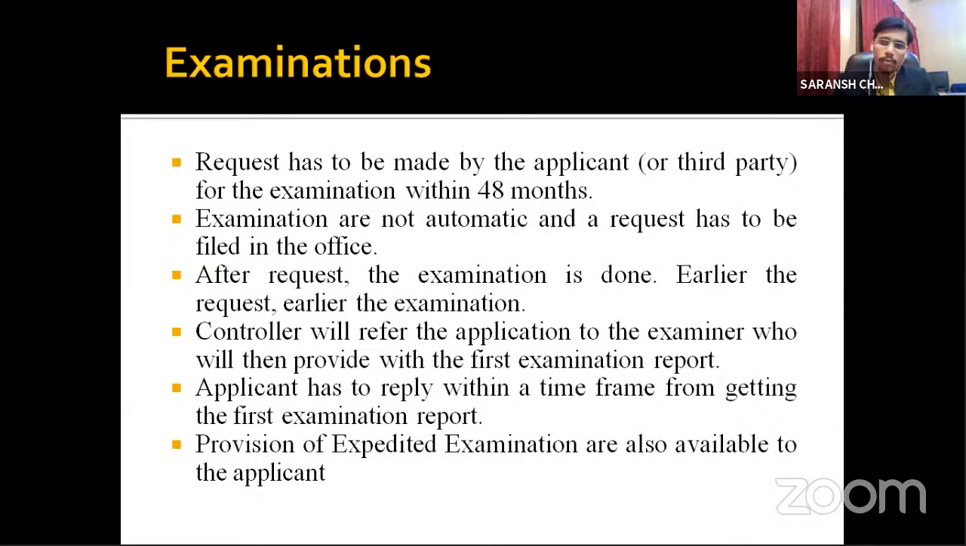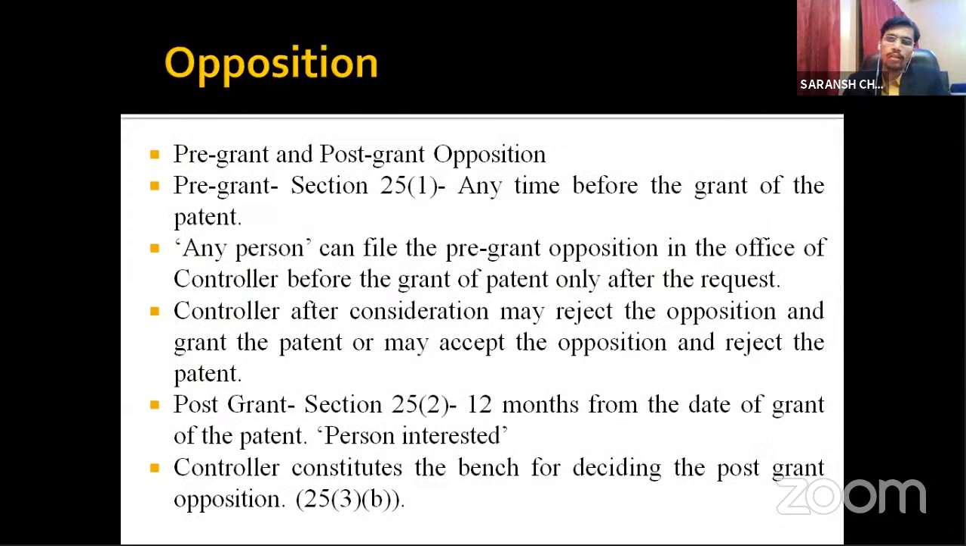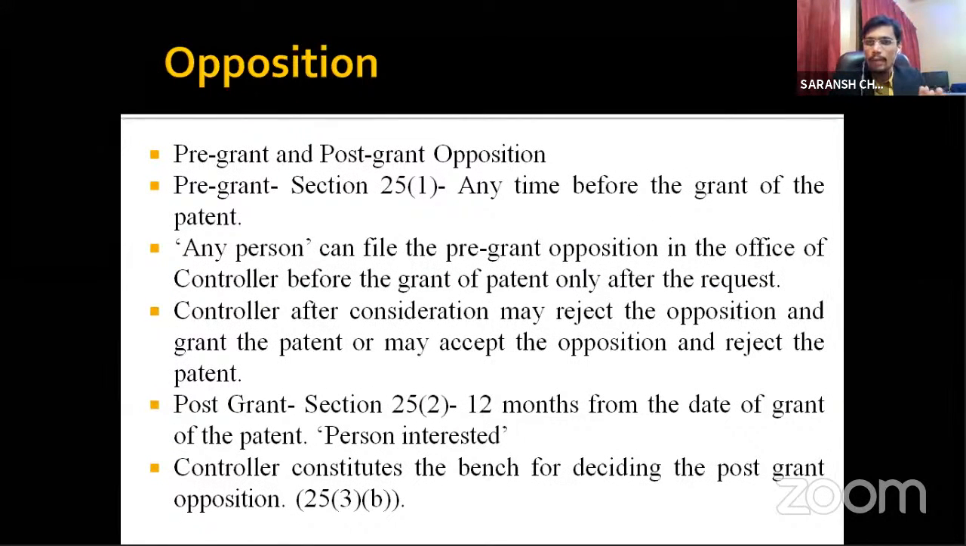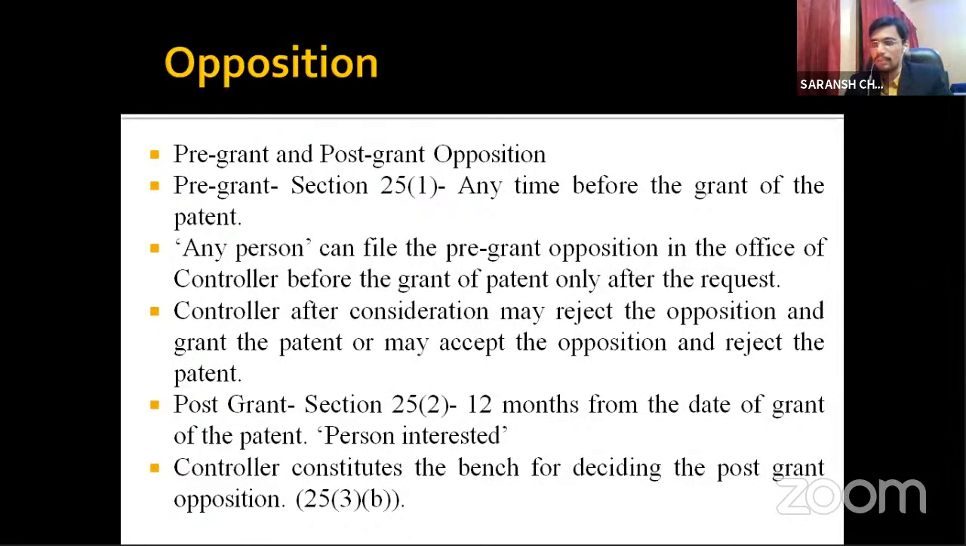What is more important to understand is the opposition process. This takes time. When you deal with opposition, there are two types: pre-grant and post-grant opposition. Like in trademark, where we deal with objection and opposition, it is similar to that. Pre-grant, as the name suggests, is an opposition before the grant of the patent, and post-grant is an opposition after the grant of the patent.